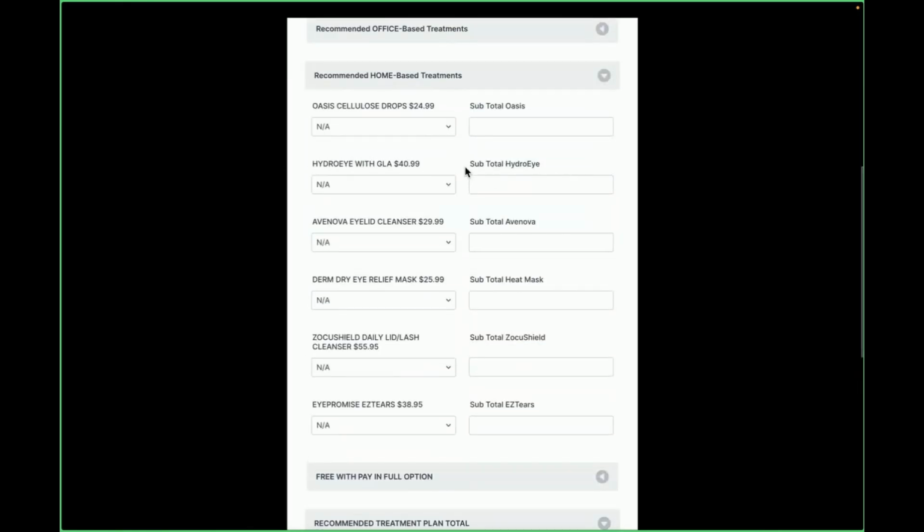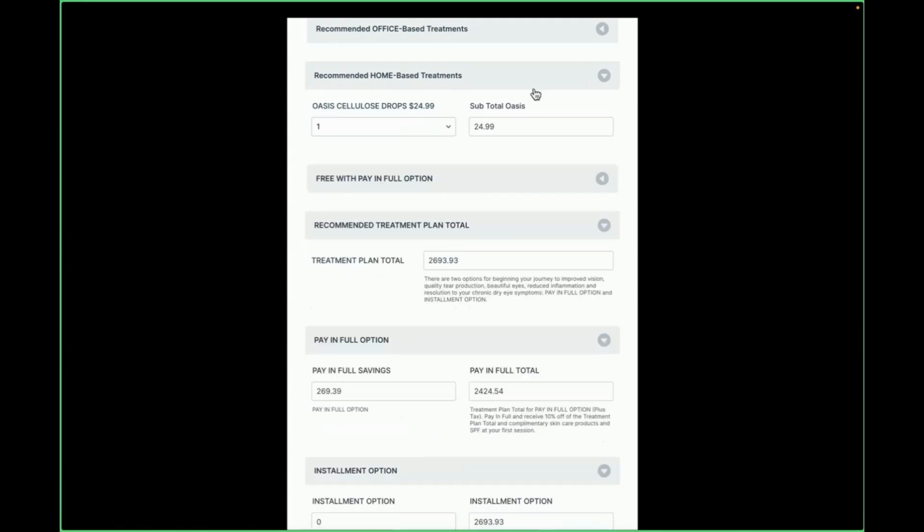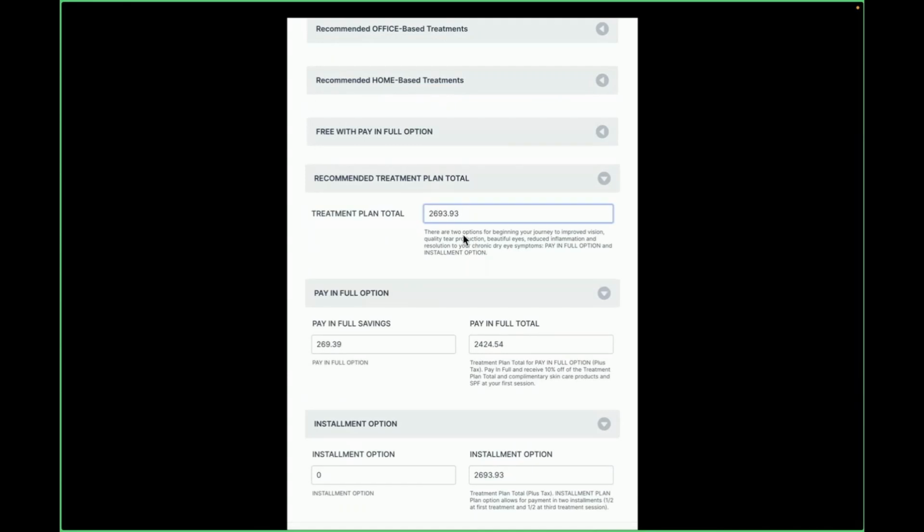And this is important because what we don't want to do is tell a patient that their treatment is going to be $1,600, have them get to the front desk, and then say, oh, you also need your home therapy, you need artificial tears, you need nutraceuticals, you need cleansers. So we include everything into a package because otherwise we feel like we're kind of, me personally, feel like I'm nickeling and diming the patient. And I do not want to be seen as somebody who does that. So we include home therapy as well. So let's say we're going to give them a bottle of Oasis, we'll give them some Avenova, we'll give them some nutraceuticals. And what you see here is our total treatment plan price.